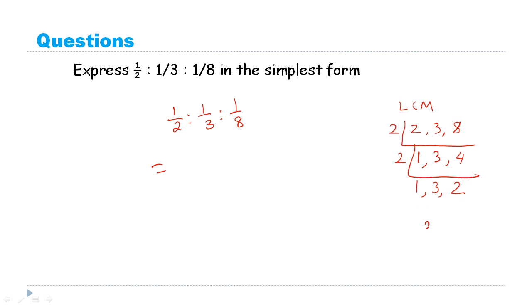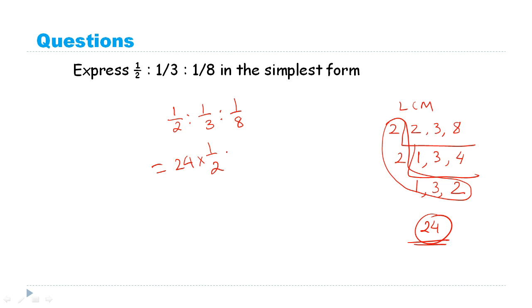LCM will be 24. How have we got this 24? Just multiply 2, 2 and these. You perform this division until you get all the numbers that cannot be divided further. If you still have a number that can be divided, you have to further do the division. Now 24 is the LCM here, so multiply that 24 with each term of this ratio.